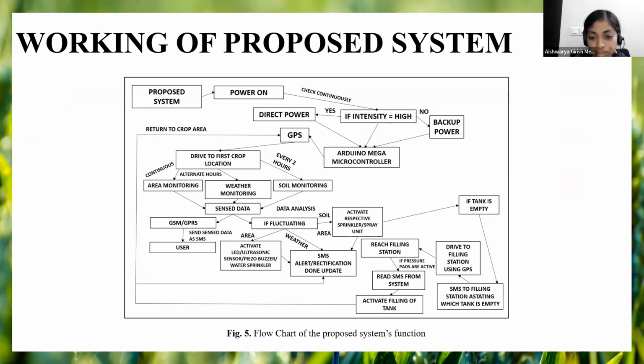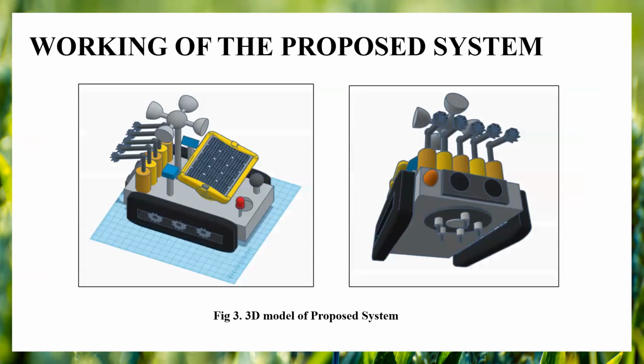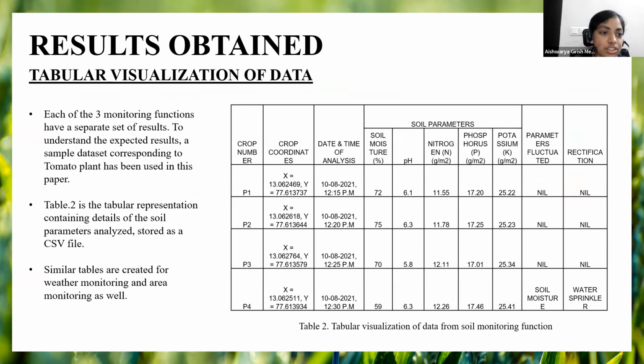So this is the flow chart of the proposed system functions, and this is a 3D model of the proposed system. Coming to the results, for the result purpose, we have used data that is related to a tomato plant. And on the right hand side, we have the tabular visualization of the soil monitoring function.